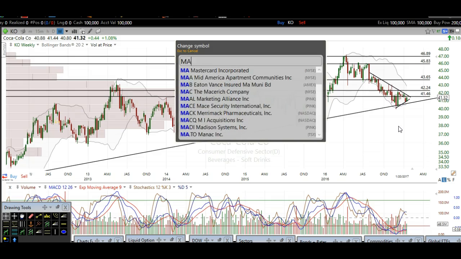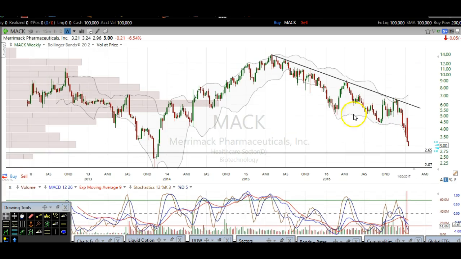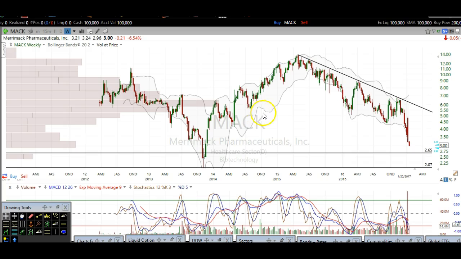The next one we're going to take a look at is MACK. And we can go ahead and keep it here on the weekly time frame on MACK. You can clearly see that we are in a downtrend. Rejections, rejections. Look at how well it's respecting this angle. Okay, so we are in a downtrend line. Definitely not the spot to be a hero.